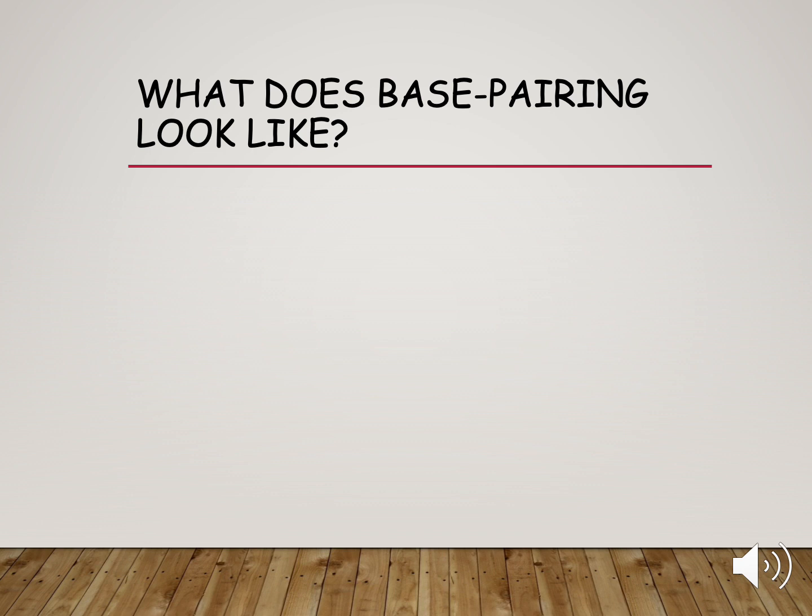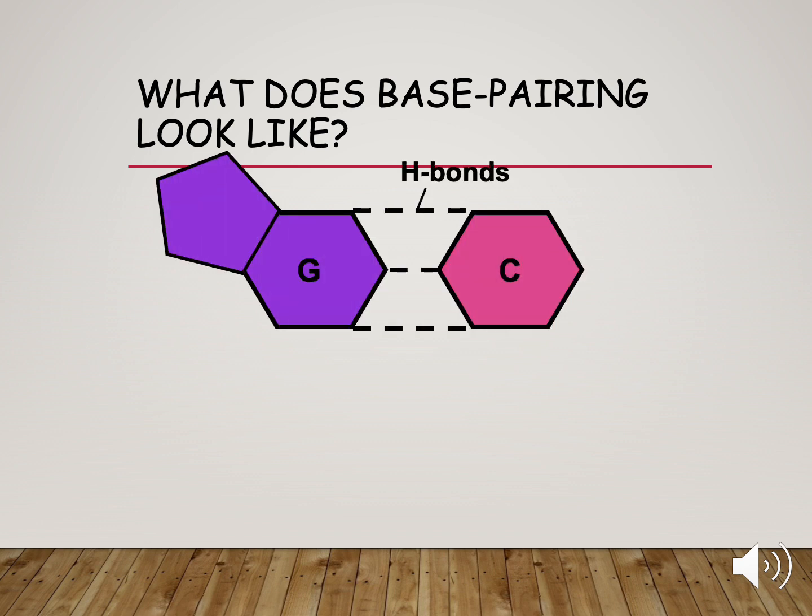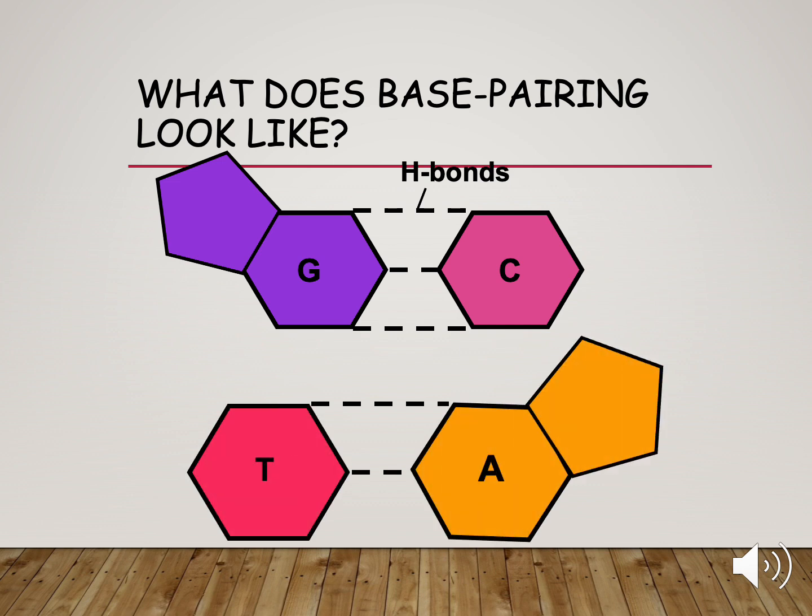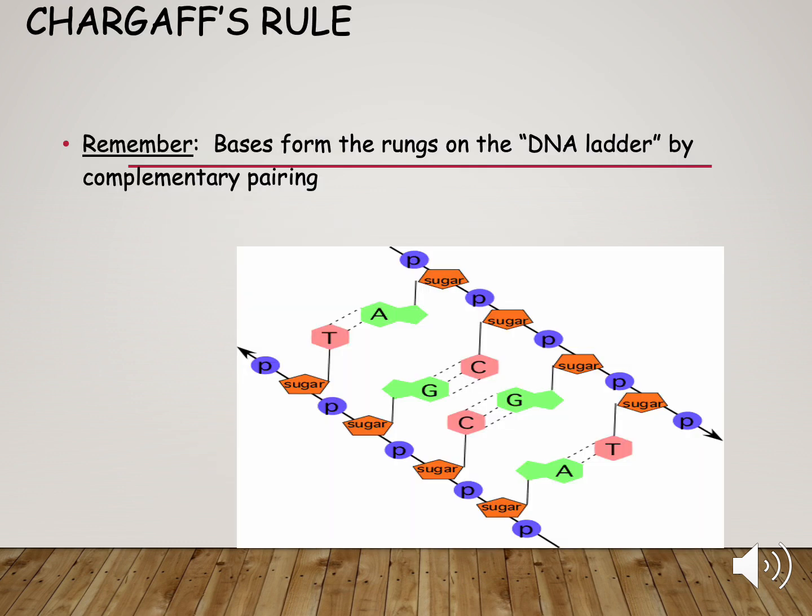When we look at the base pairing diagrams, this is showing us guanine bonding with cytosine. Again, those dotted lines connecting them, those are our hydrogen bonds. And then here's a thymine bonded together with adenine, again by hydrogen bonds. For Chargaff's rule, again, adenine bonds with thymine. Guanine is going to bond with cytosine.